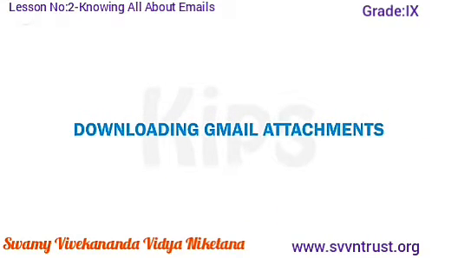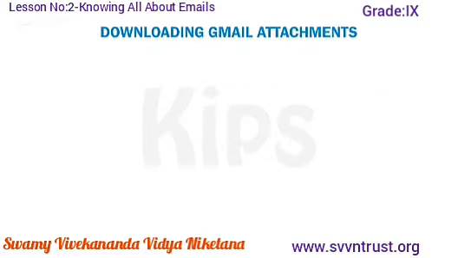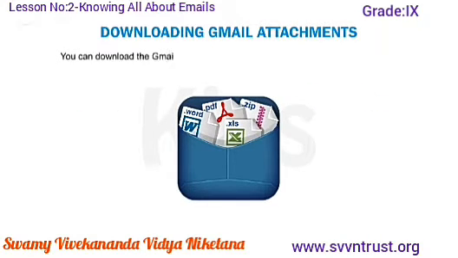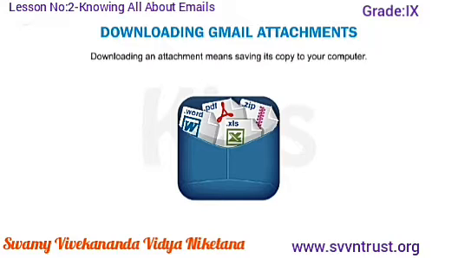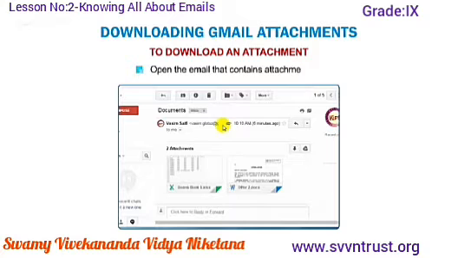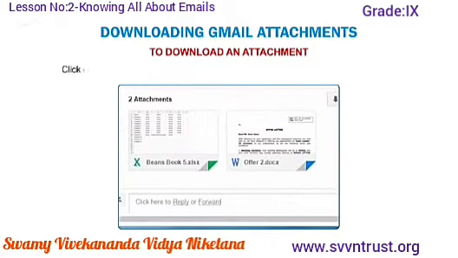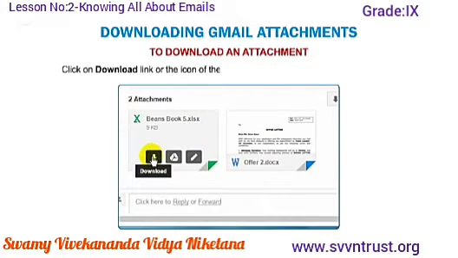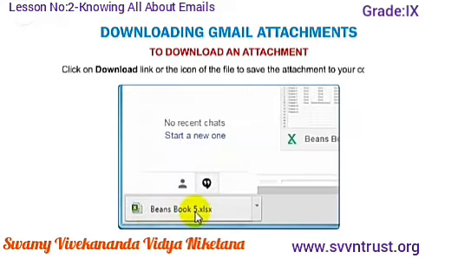Okay students, let us discuss how to download Gmail attachments. You can download the Gmail attachments either one by one or all at once as zip file. Downloading an attachment means saving its copy to your computer. To download an attachment, open the email that contains attachments. Click on Download link or the icon of the file to save the attachment to your computer.